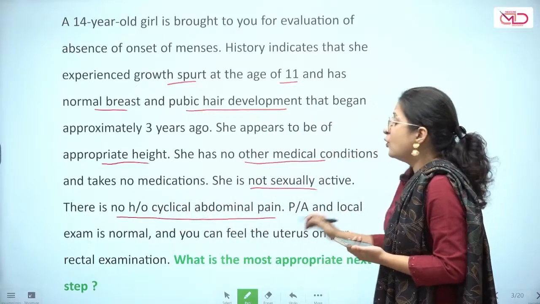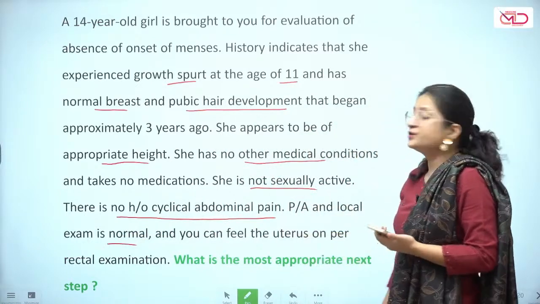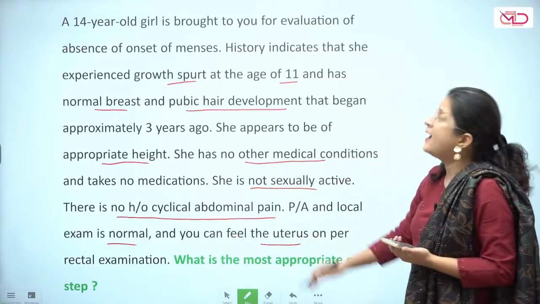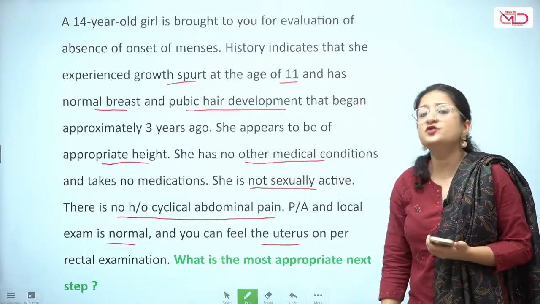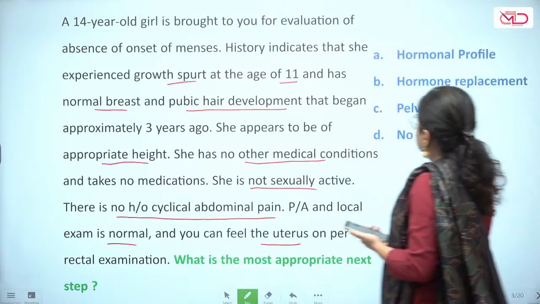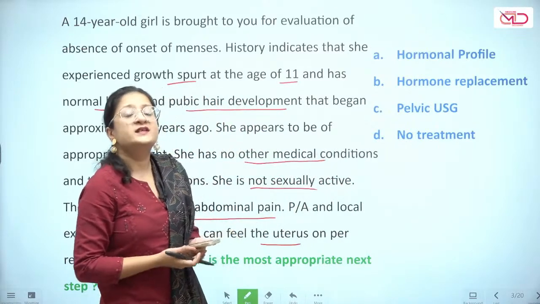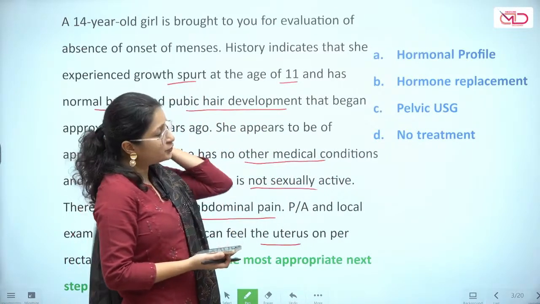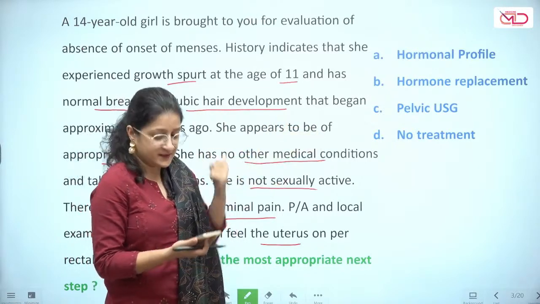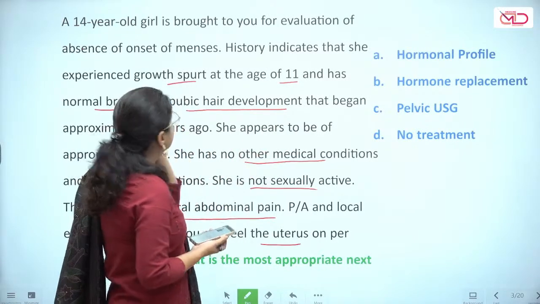Per abdomen and local examination is also normal, and you can feel the uterus on per rectal examination. So uterus is also present. So when you look at it, nothing seems to be wrong with this young girl. What is the most appropriate next step? Should you be ordering a hormonal profile? Should you be starting her on hormone replacement? Should you perform an ultrasound, or is no treatment required at this point in time? So what do you think is the best possible response here?